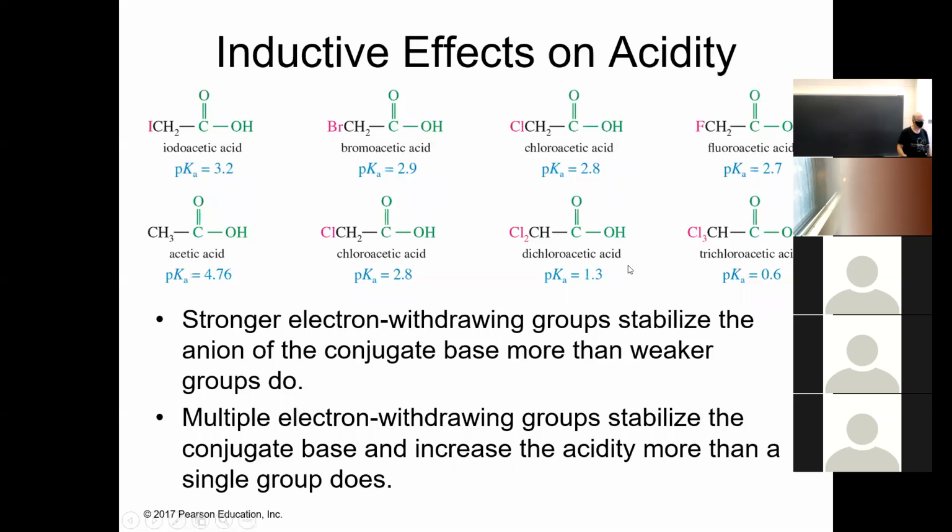Here are some more examples of inductive effects. We have acetic acid as our basis of comparison. It's 4.76. If we replace one of these hydrogens with a fluorine, now the pKa is 2.7, so that's a 100-fold increase in acidity. We see a noticeable effect with chlorine, but not as much as with fluorine. And we still see an effect with bromine and iodine, but they're less electronegative, so the effect is not as great.